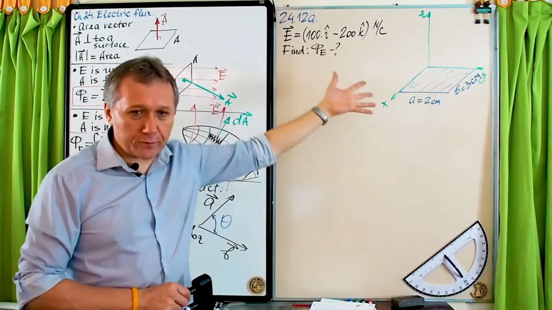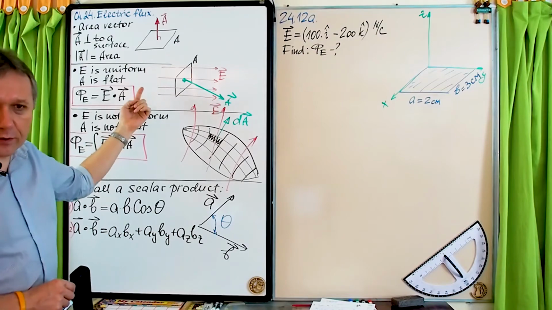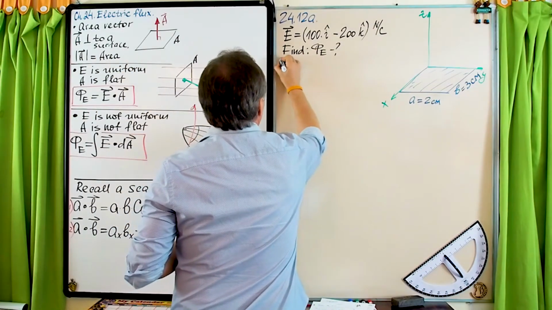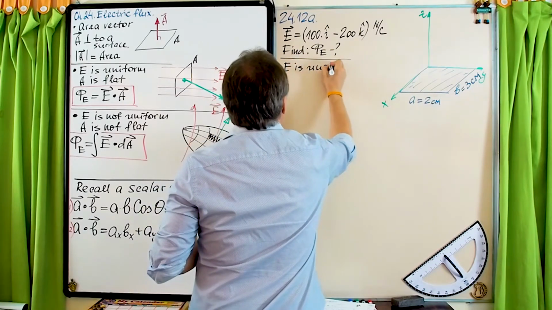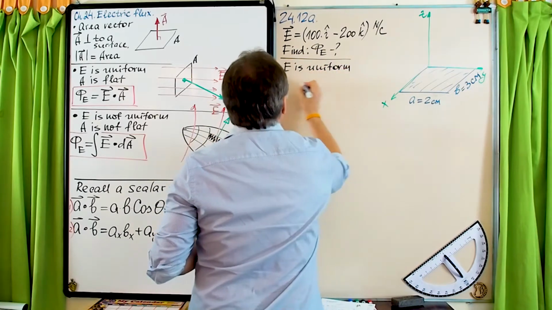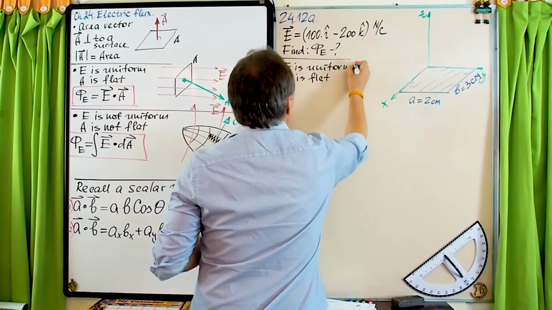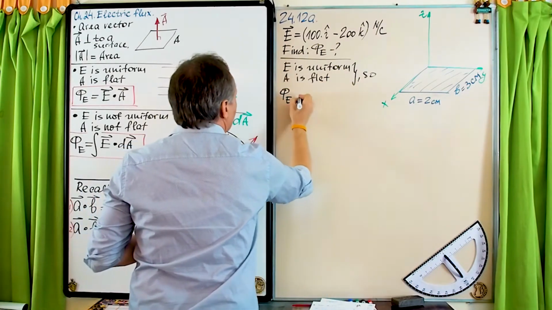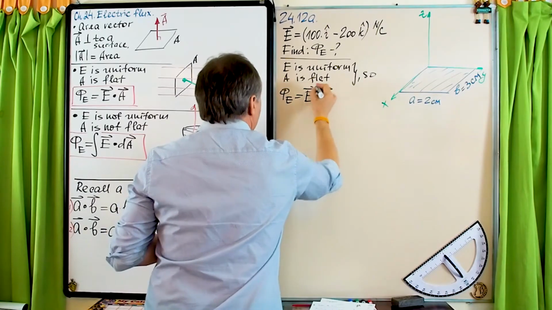So we have a flat surface and a uniform electric field. So we still can use this formula, right? We can still use the formula E dot A. So again, E is uniform. The area is still flat. So we can still use the simplest possible formula, which is E dot A.